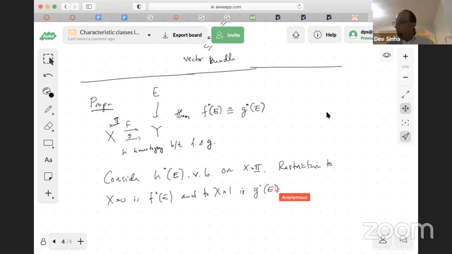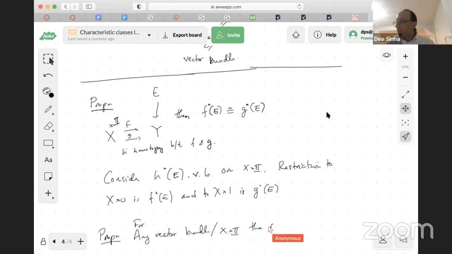So it suffices to show that any vector bundle over X cross I, for any vector bundle, the restrictions to all the X cross little t for t in the interval are isomorphic. Okay.